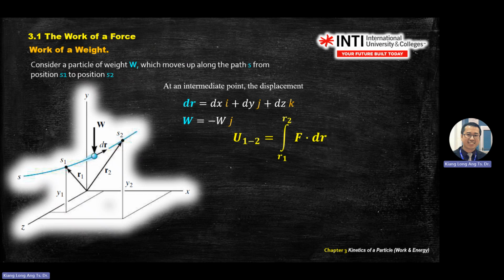When you integrate work, U equals the integral of force and dr or distance traveled. So you go from r1 to r2, position 1 to position 2. So you integrate the vector. Okay, F here is the weight. Weight is minus Wj, bracket, dot dxi plus dyj plus dzk.